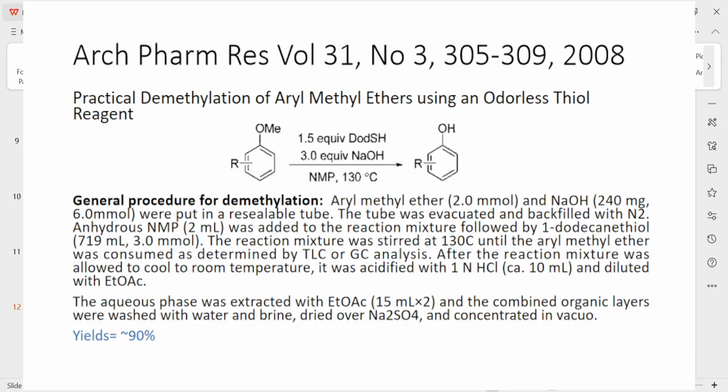This is also a good method reported, and this is a widely used procedure in the chemical industry, where it is dodecanethiol. Dodecanethiol in presence of sodium hydroxide in N-methyl pyrrolidone. This gives good yields and is worth trying if your compound is stable with respect to sodium hydroxide and doesn't decompose in sodium hydroxide, and the yields reported are very good, like 90%.